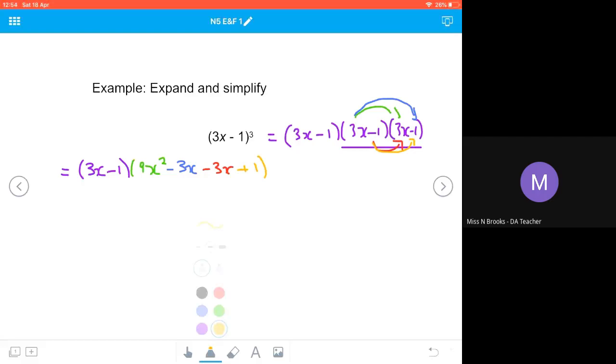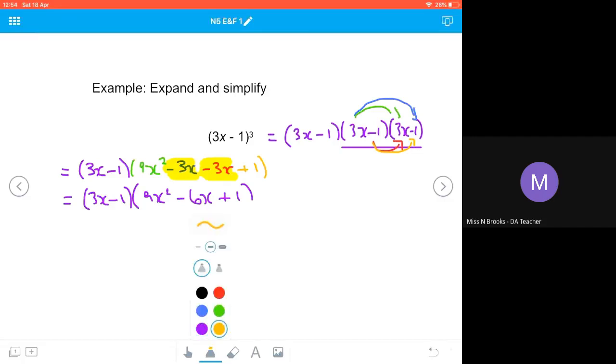Now I want to simplify that bracket before I move on, otherwise it's going to end up getting complicated. So I want to gather those like terms together. So I'm going to write my first bracket again, 3x minus 1, and I'm going to have 9x squared minus 6x plus 1. Now, in the last slide I showed you how to do it by splitting the brackets. This time I'm going to show you how to do it using rainbows.